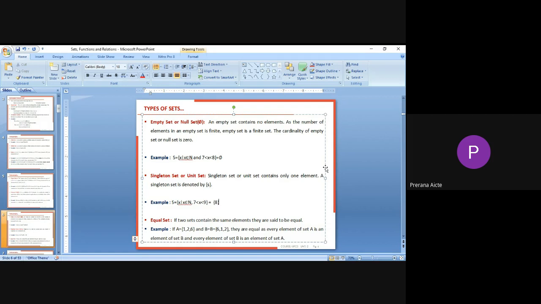A equal to 1 to 6, B equal to 6 1 2. Now, even though the order may be different, both the sets have the same number of elements. So we can say that both the sets are equal sets.